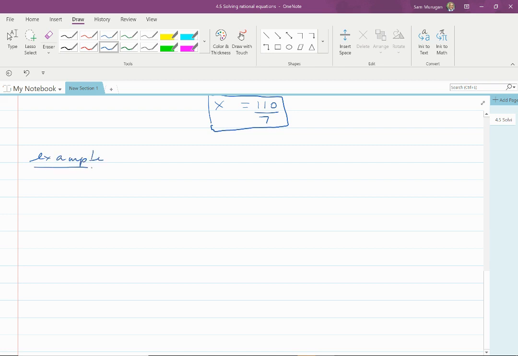Example, we have 1 over x minus 9 minus 6 is equal to 6 over x minus 9. So the LCD in this case is x minus 9. And notice that x cannot equal 9, because if we substitute back 9 into this original equation, we would be dividing by 0, and we're not allowed to divide by 0. So everything gets multiplied by x minus 9.